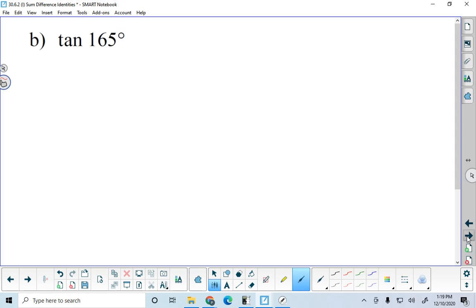What is the tan of 165? So we're going to break this down into two angles that either add or subtract to give 165. Well, if it ends in a 5, one of the numbers has to be 45, and the other one, I guess, is 120 degrees.